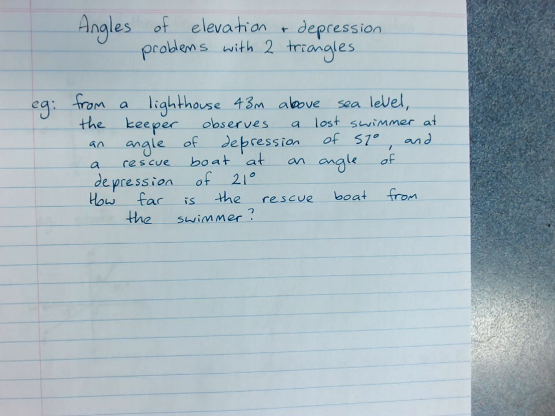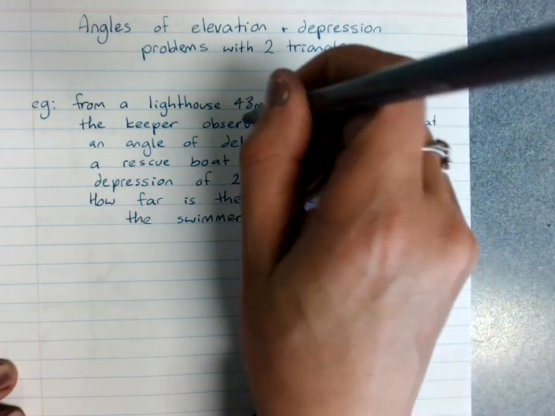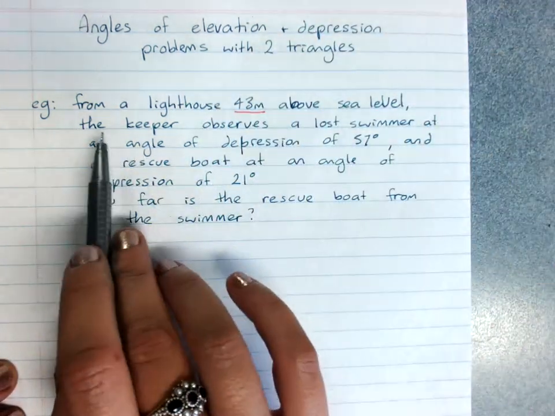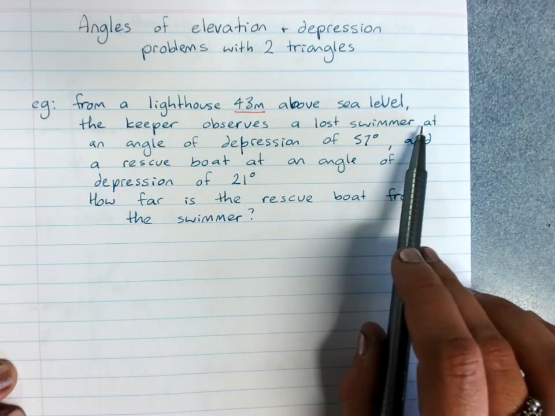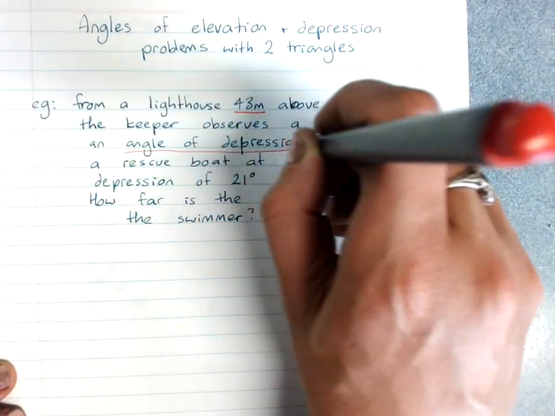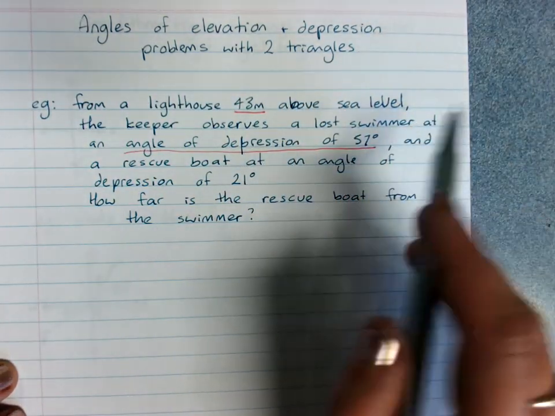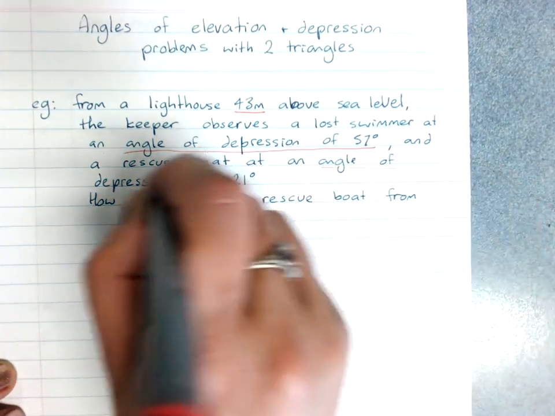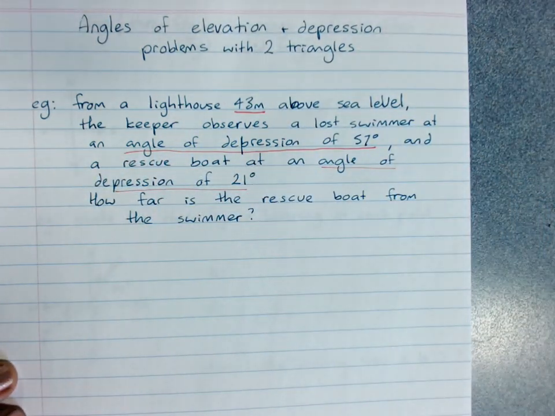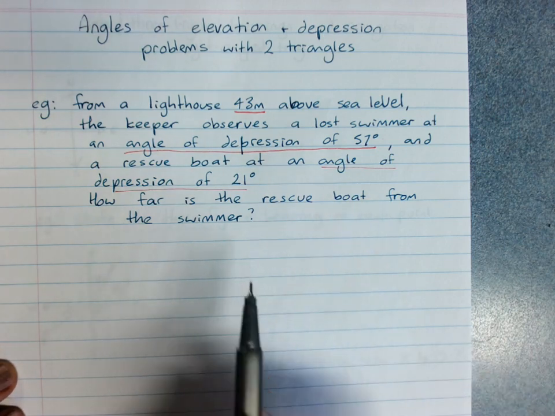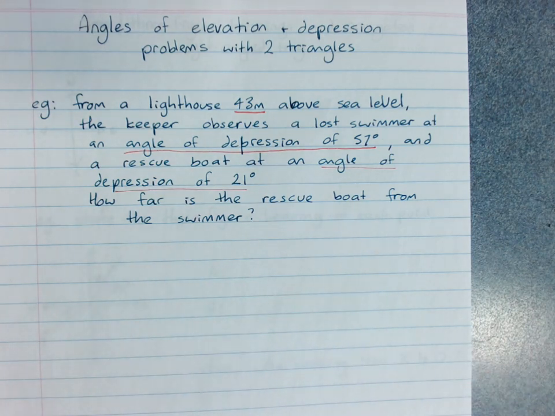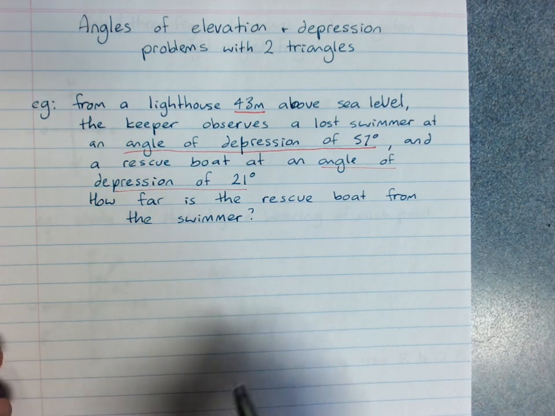Angles of elevation and depression, problems with two triangles. From a lighthouse 43 meters above sea level, the lighthouse keeper observes a lost swimmer at an angle of depression of 57 degrees and a rescue boat at an angle of depression of 21 degrees. How far is the rescue boat from the swimmer? This is a really typical type of question, and it's important that we look at how to deal with it.